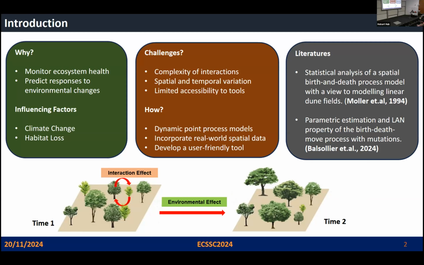Those are the two literatures that I am mainly following. In the first literature, they modeled the interaction by considering the neighboring objects only, the left-hand side neighboring objects. The second literature, a very recent one released this year, modeled the interaction by considering the number of species.